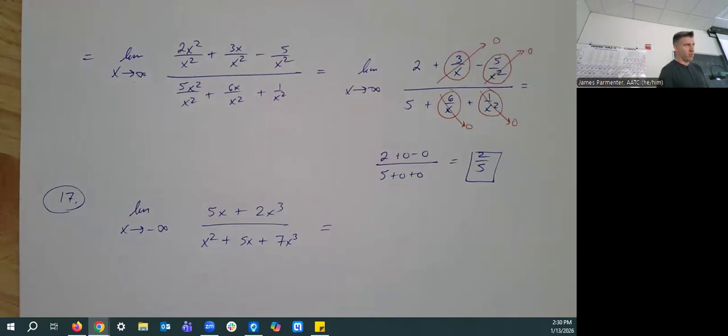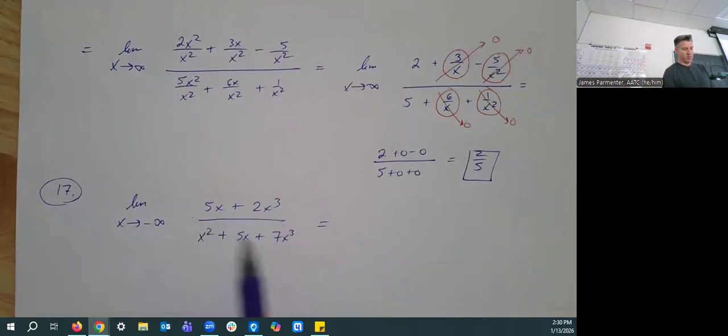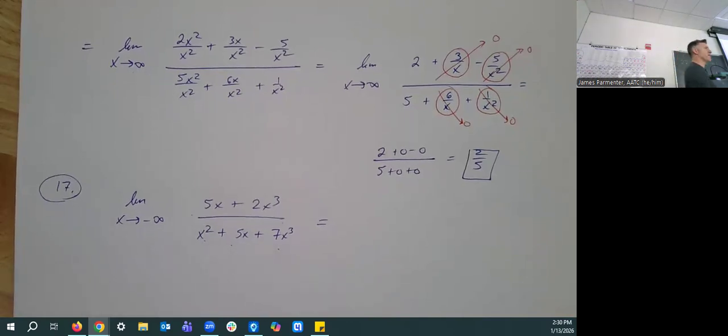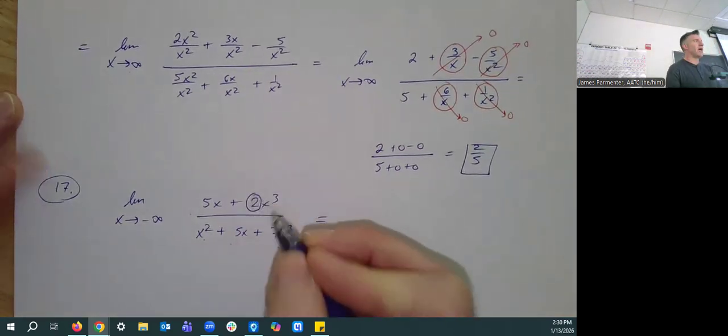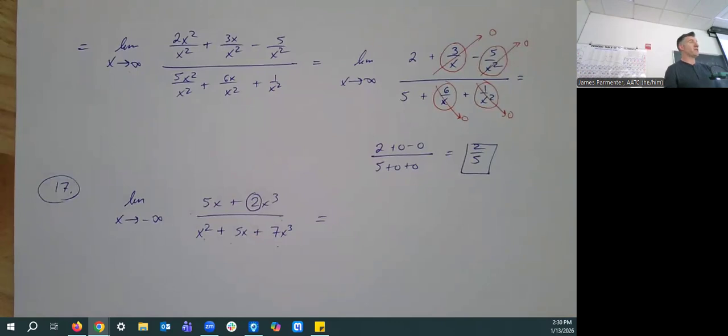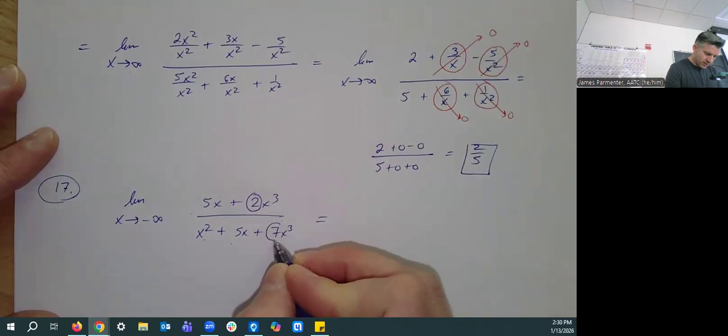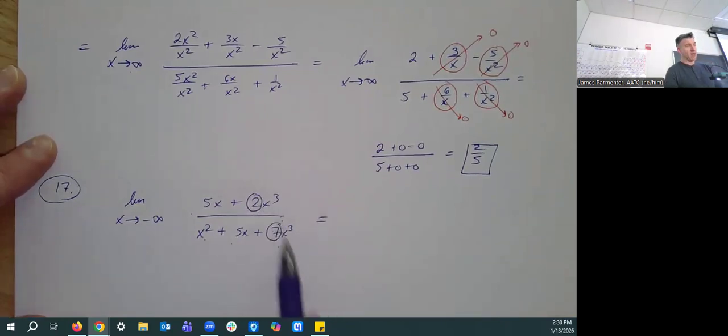Because if you wrote this in the normal way, you write it as 2x cubed plus 5x over 7x cubed plus x squared plus 5x. But you don't have to write it in the normal way to see what the biggest terms are. So on top, here's my leading coefficient, even though it's not written in front. The leading coefficient is just the coefficient of the highest power. On the bottom, there's my leading coefficient. And since the degrees are the same, right, they have the same highest power, that's going to be 2 over 7.